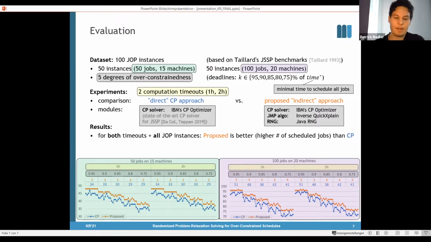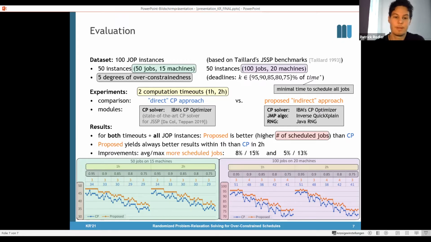And the results showed that for both timeouts and all JOP instances, the proposed technique led to a higher number of scheduled jobs than the direct CP approach. And even the proposed approach yielded better results within 1 hour than the direct approach within 2 hours. So we both have a time and a quality improvement that we observed. And the quality improvement amounted to up to 15% for the left instances and up to 13% for the right instances.